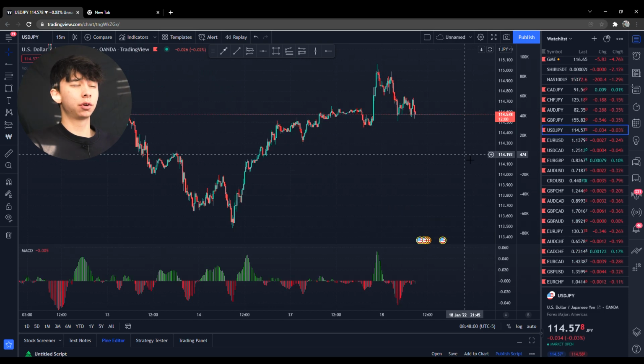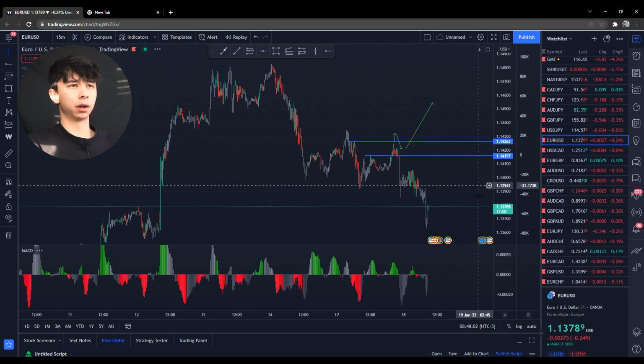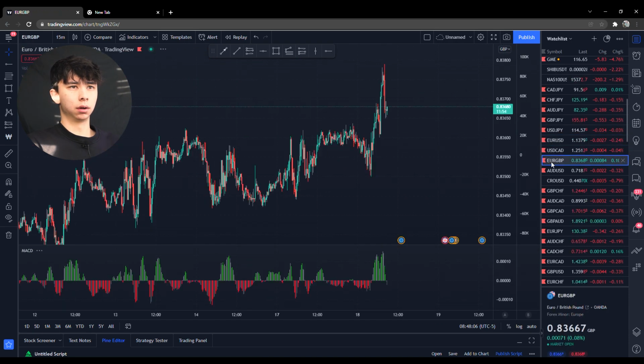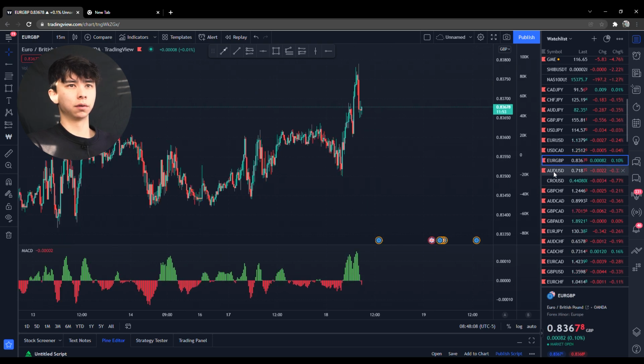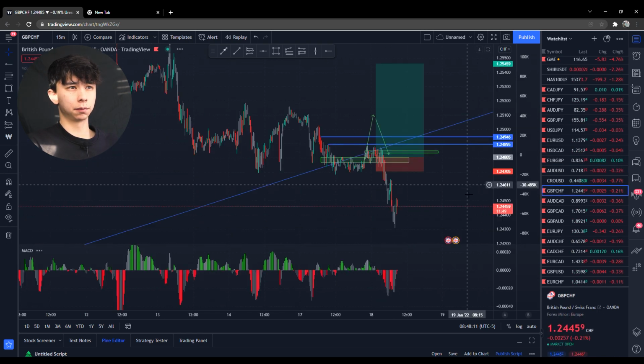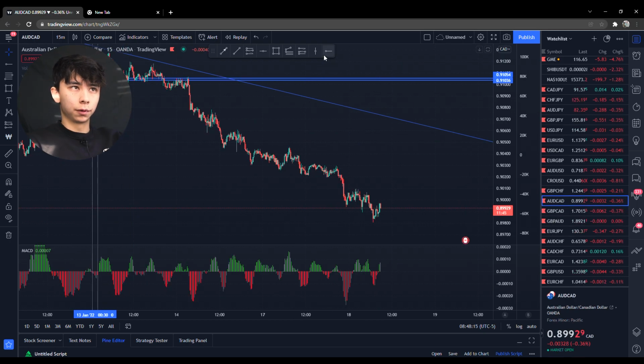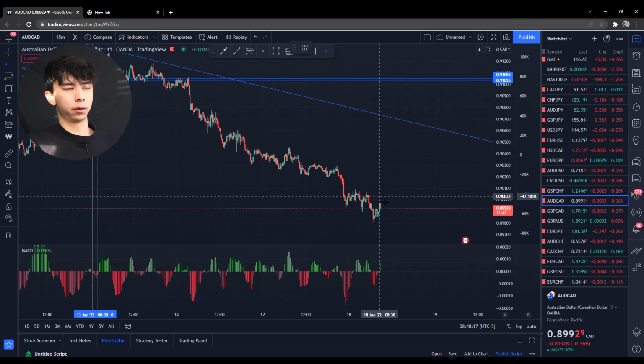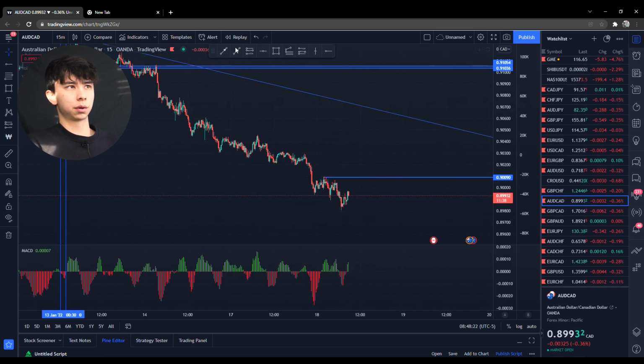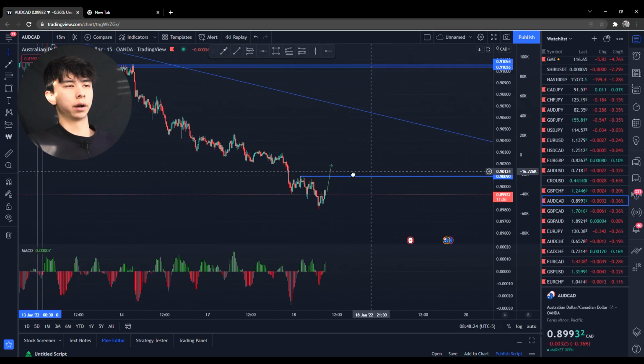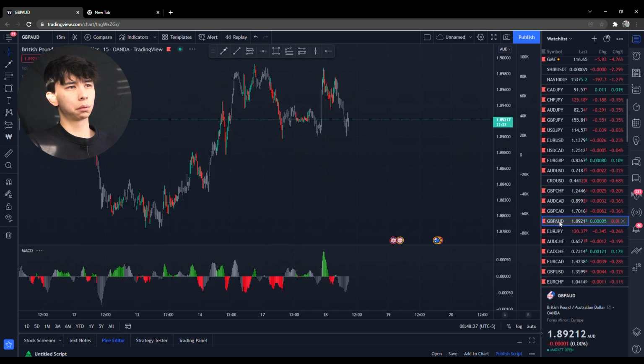Cool. So we're just going to look through some other pairs, see if we see any setups, anything that looks nice. Right now we're just quickly looking for breaks of structure. That's all we do when we look for trades. For example, we have all these lower highs, lower highs, lower highs. So we just want to see a break of a lower high or a higher low. That's all we're looking for.